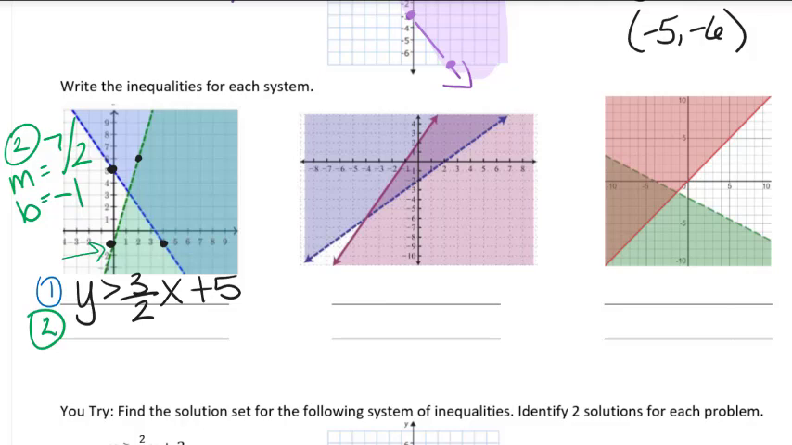Put your pencil on the line. If you move it straight up, it is not shaded. If you move it straight down, it is shaded. And down is below, so it is less than. And now I have enough information to write the inequality. Y is less than 7/2 x minus 1.